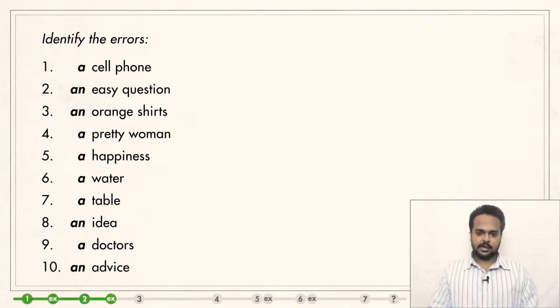Let's do another quick exercise. Here are 10 items again. This time you see a or an before the nouns, but some of these are wrong. They should not have a or an before them. Stop the video, identify the mistakes, then play the video again and check.